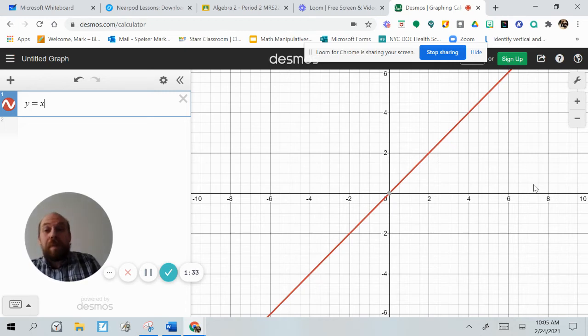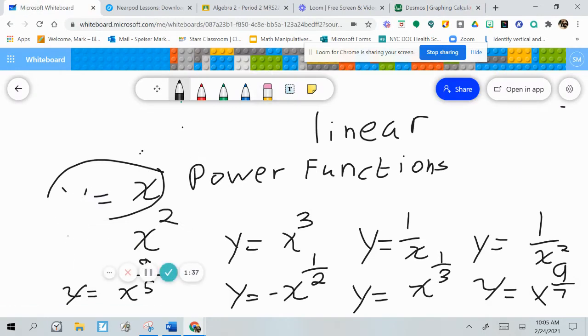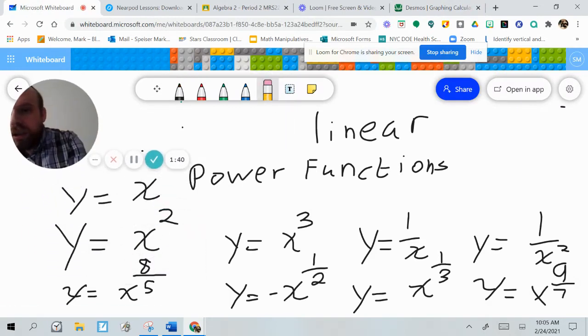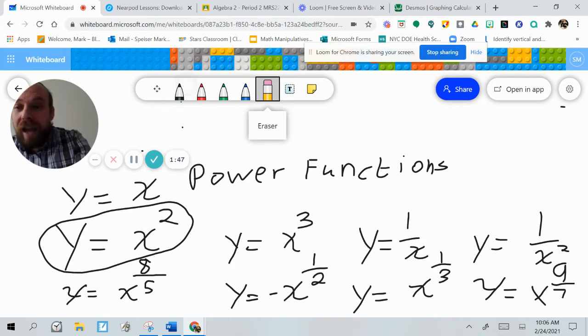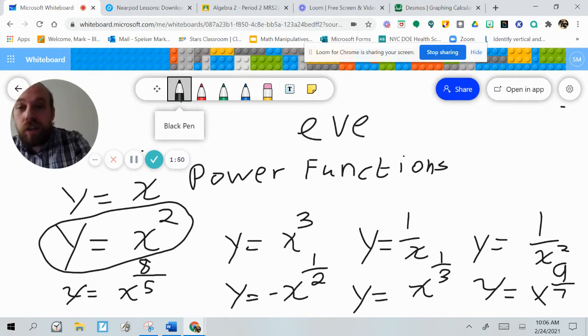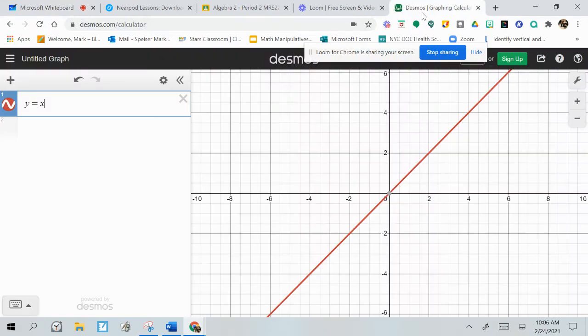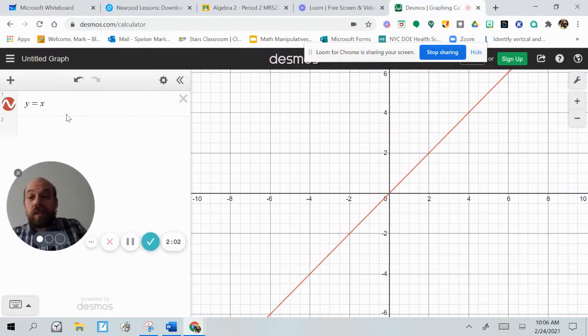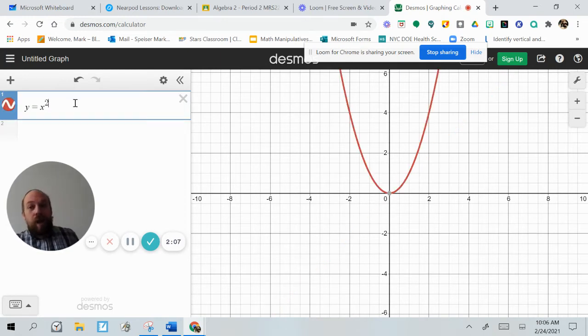As we increase the power using only even numbers, we get to the second type, y equals x squared, known as the even power function, because all even power functions, x squared, x to the 4th, all make the same shape. Let's see what that graph looks like. That graph looks like, if you've anticipated correctly based on your knowledge of x squared, a parabola.